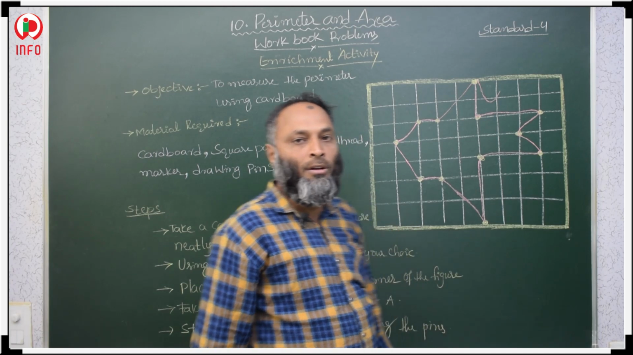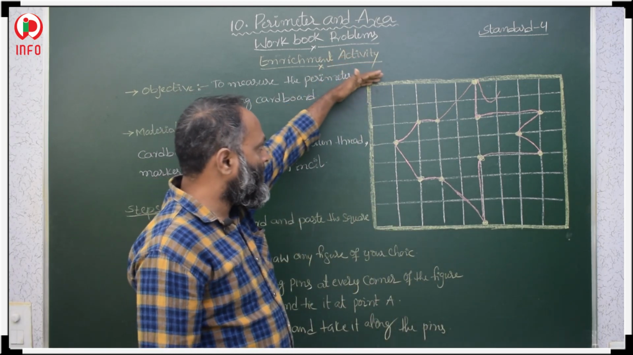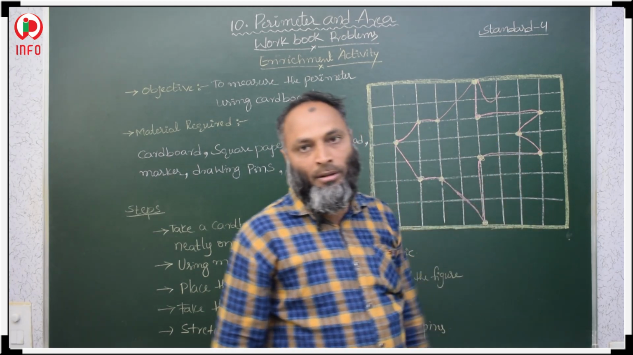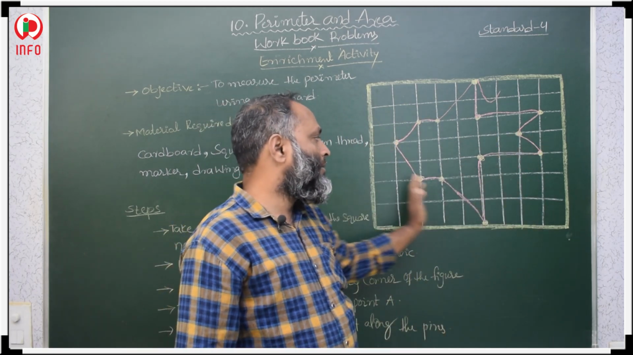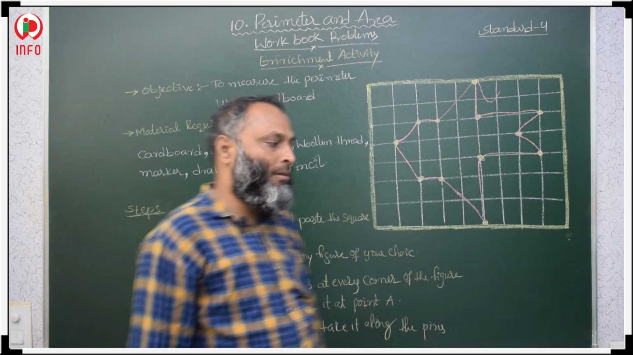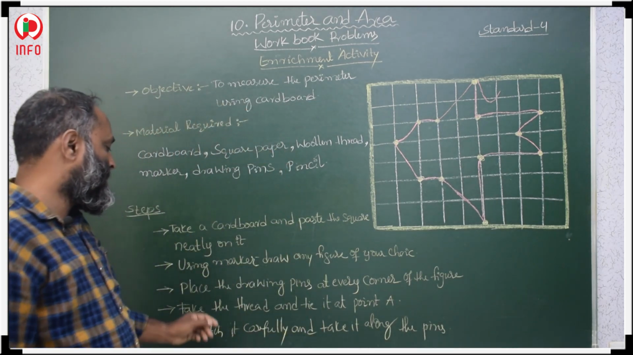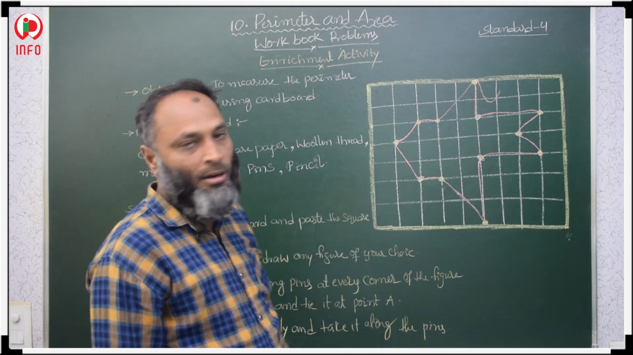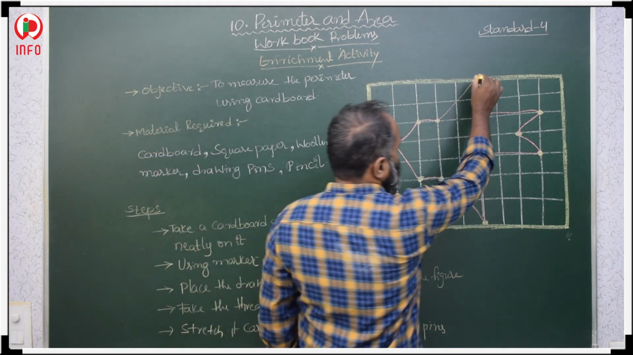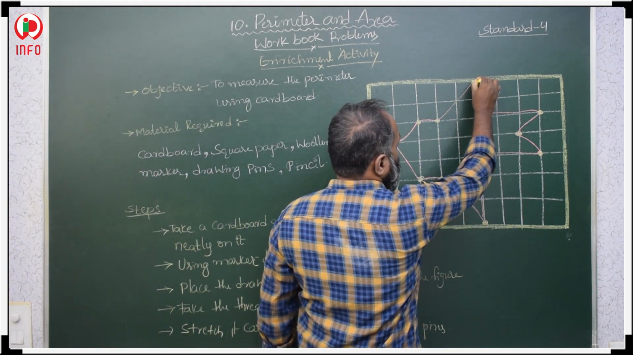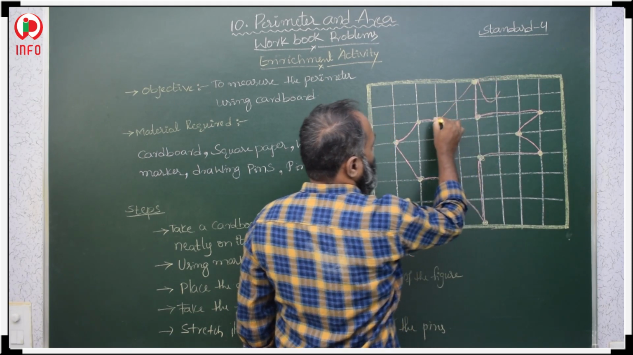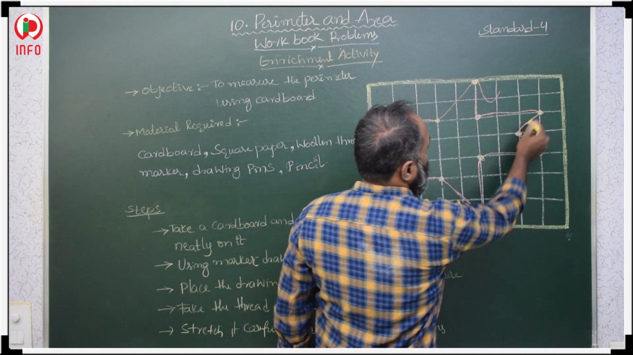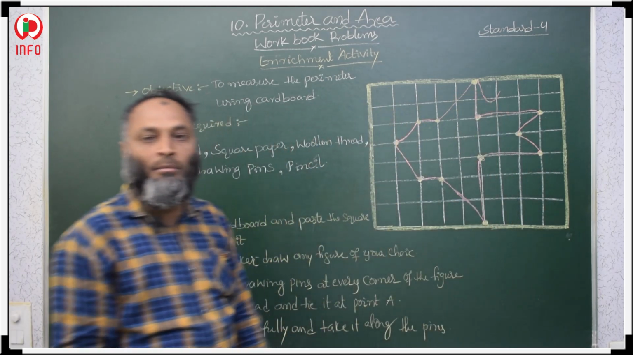Then after that what to do? First we take a cardboard, paste neatly a square paper, and draw any one picture on the paper. Then place the drawing pins at every corner of the figure. So we keep drawing pins here at every corner.